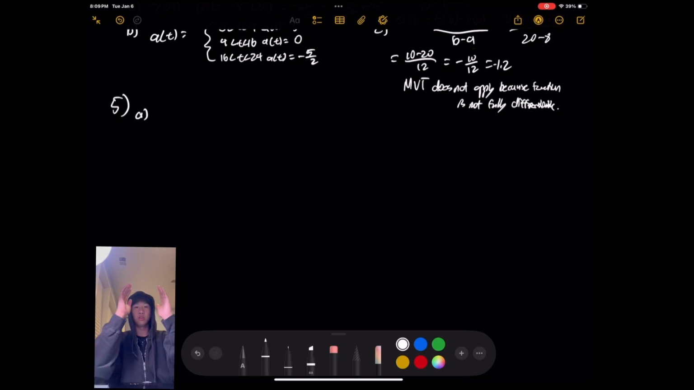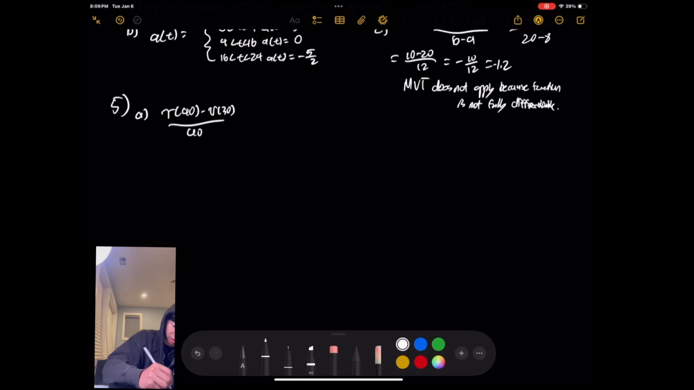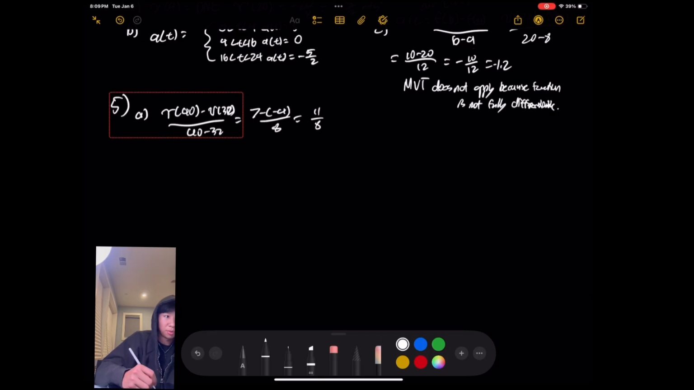So what are 2 values that we know that we can use as intervals surrounding 36? Well, we can use t equals 32 and t equals 40, right? So we can say velocity of 40 minus velocity of 32 over 40 minus 32 is going to be our average rate of change, which is going to be 7 minus negative 4 over 8, which equals 11 over 8. So this is going to be our estimate of the acceleration, okay? Now we're moving on to B.